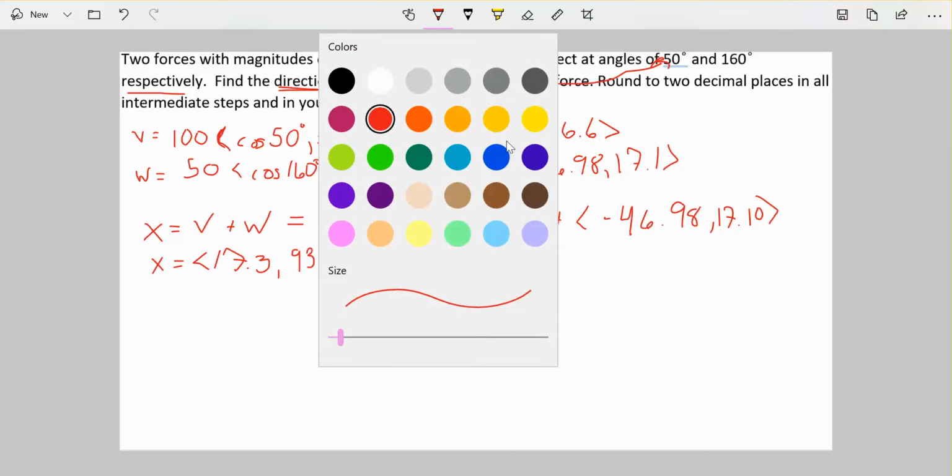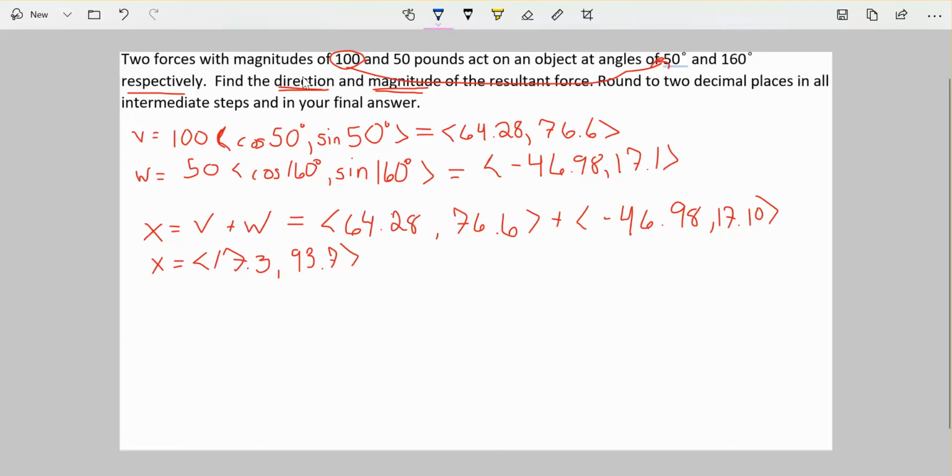So all we did here was take our original two forces and find the vector for the resulting force. Notice it says we're using 2 decimal places in all intermediate steps. Typically, we don't round until we get to the end, but when you see this, 2 decimal places, intermediate steps, you're rounding as you go. Okay, so this is the vector we're going to use to find that direction and magnitude.